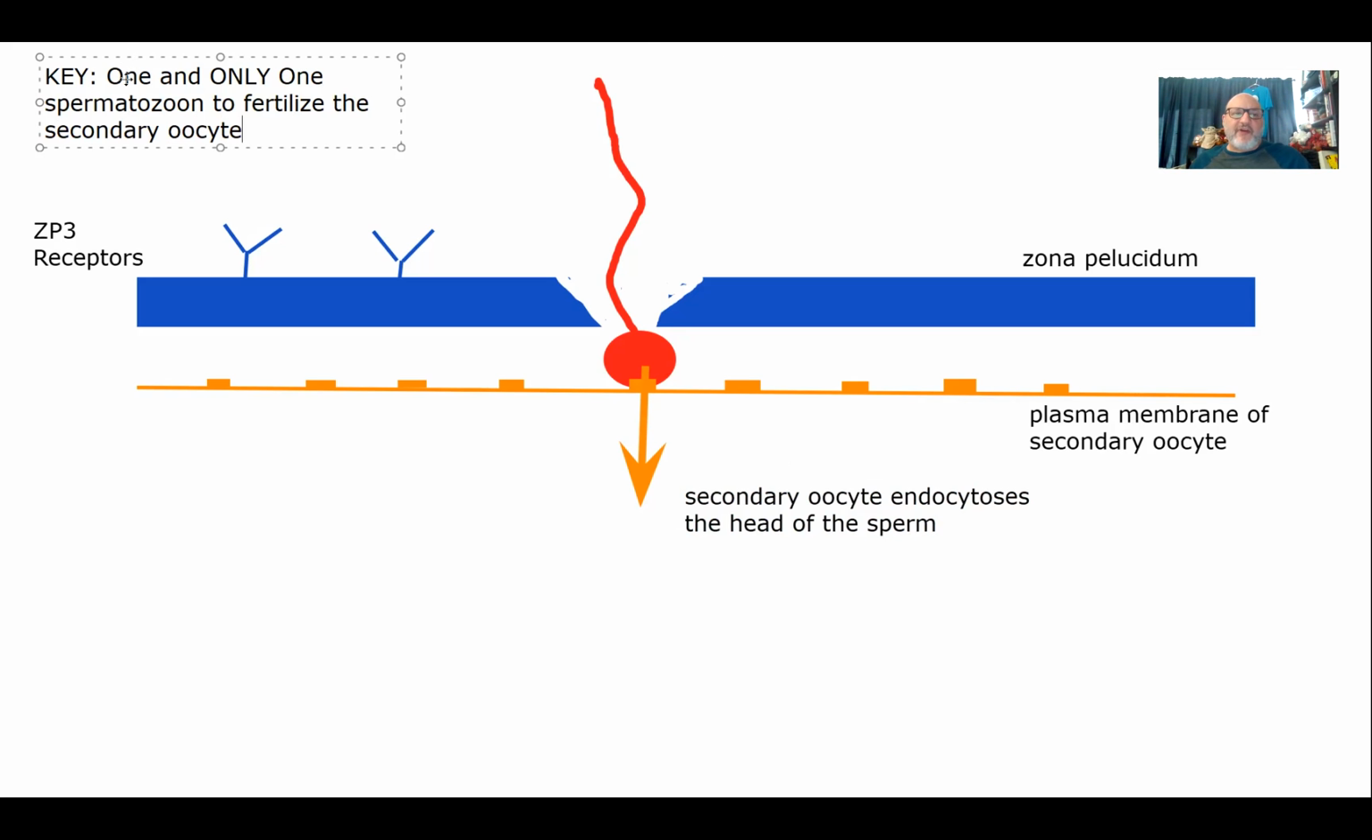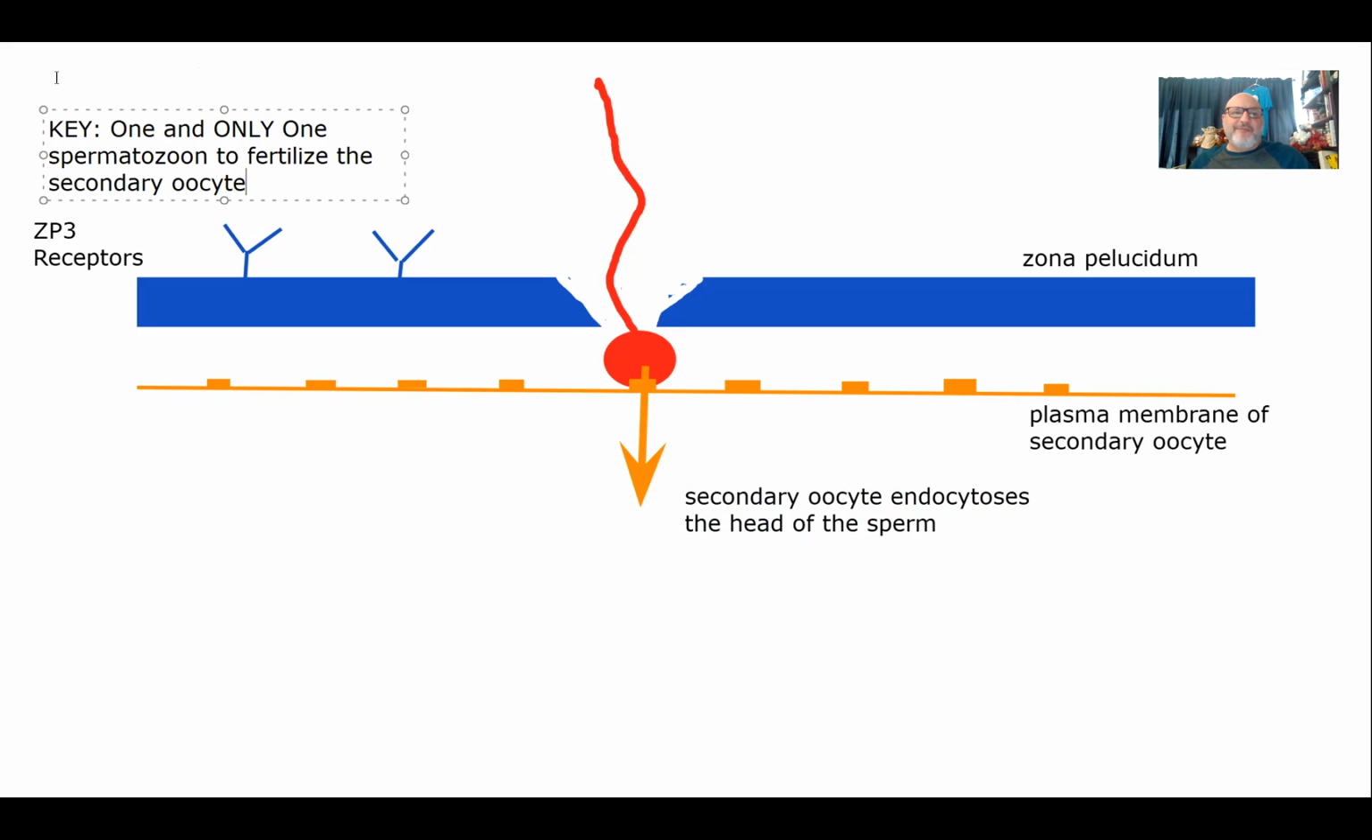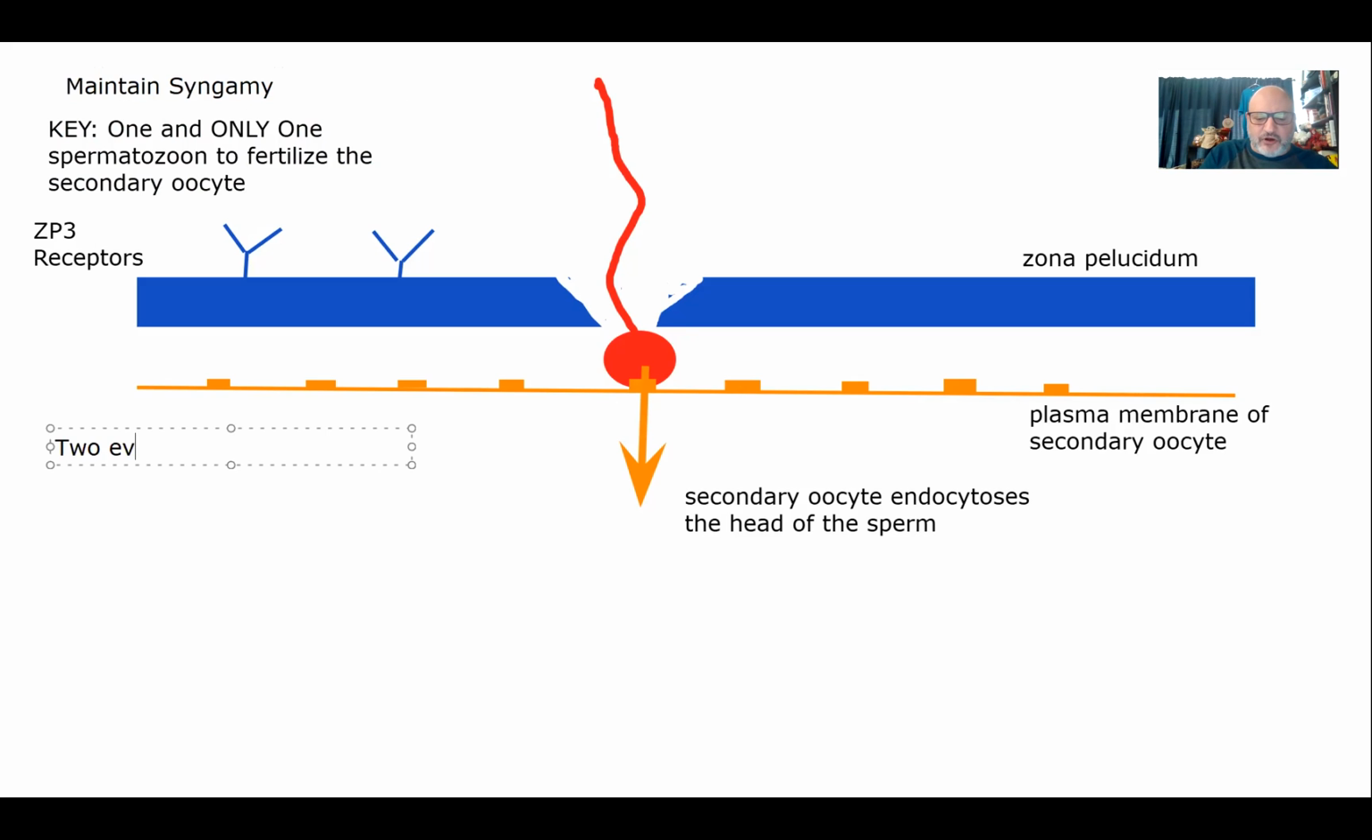This goal of having one and only one is the goal of maintaining syngamy, only allowing one sperm to fertilize the one egg. Now, the way this occurs starts with what happens when that head of the sperm binds to the receptor. When the head of the sperm binds to the receptor, two events occur to maintain this syngamy. This is the fast block and the slow block.